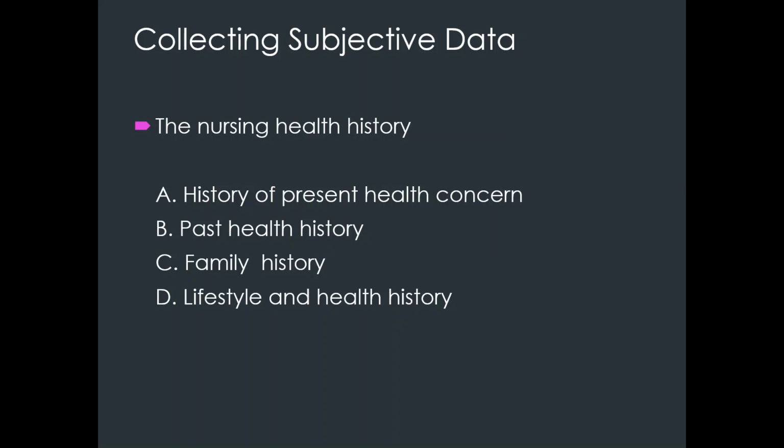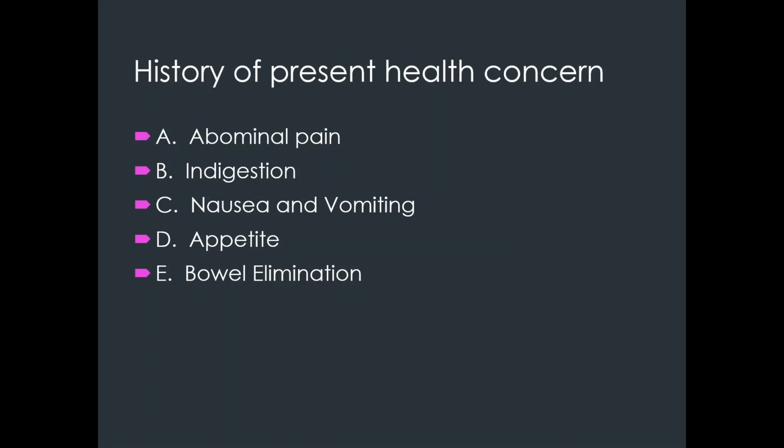Is there any genetic problem that the family line has? And then, of course, there is the lifestyle and health history: the way of life, the ADLs, the food that the patient takes in. These should be considered. The history of present health concern, or otherwise history of present illness: there is abdominal pain, indigestion, nausea, the feeling of wanting to vomit, and vomiting.